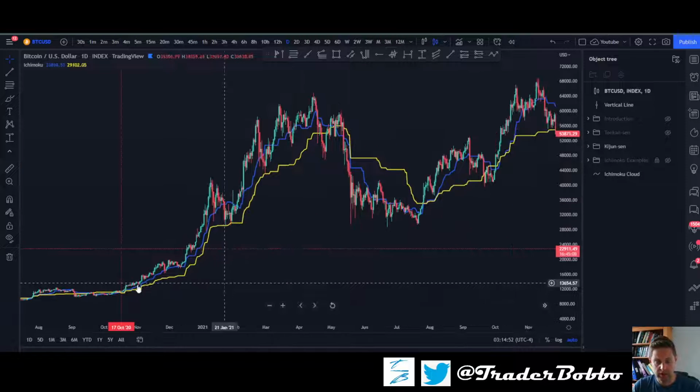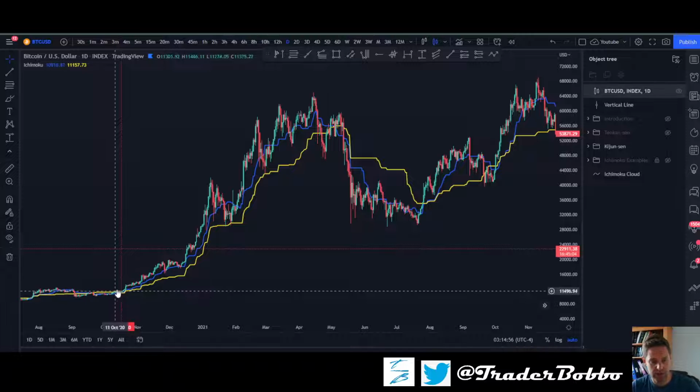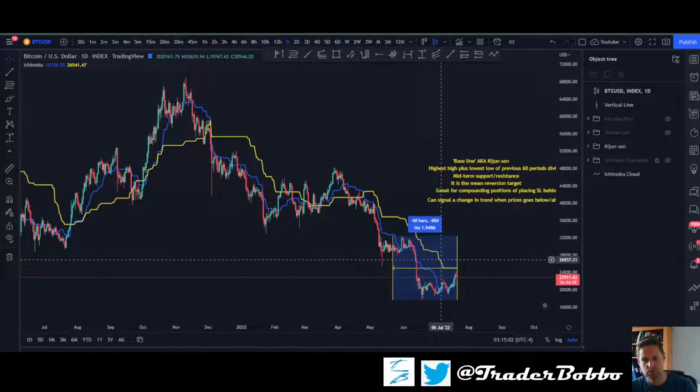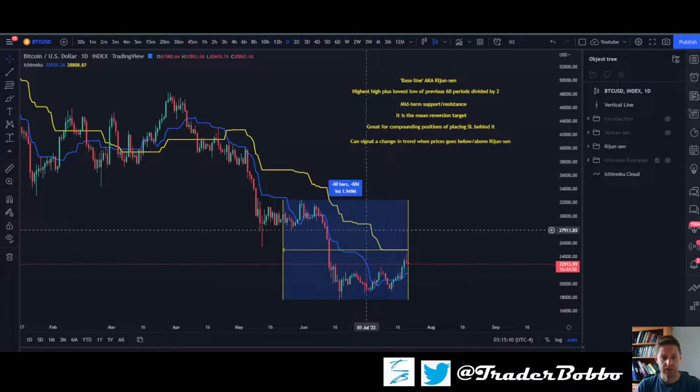So I think I've covered everything. I've covered more than I was going to. When you have the TK cross, bullish or bearish, that is a trade signal on its own. 60-day time frame for crypto. And that's how the two lines work together.